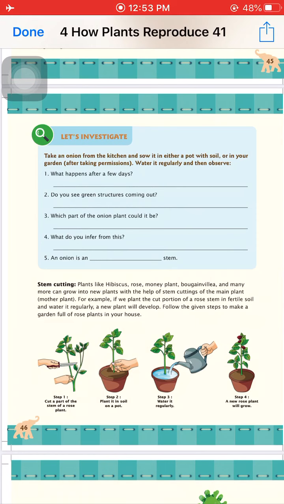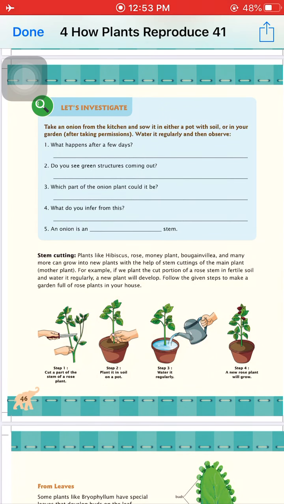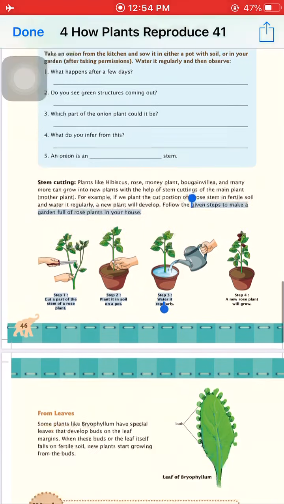Next method is stem cutting. We prefer stem cutting in many plants like rose and sugarcane. Now we discuss the example of a rose plant. If we take a rose stem and cut some portion of it, put that cut stem into fertile soil and water it regularly, you observe that after some time a new plant develops. So this is the process of stem cutting.